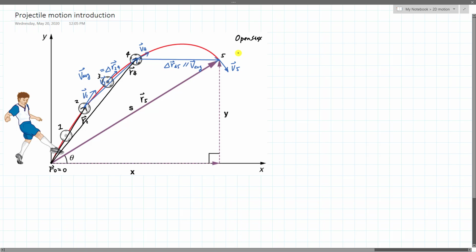So the velocity keeps changing direction. On its way up, it points up and forward. And then on its way down, it points downward and forward. And there's this special point at the top, where it only points to the right. So this is v at max height.